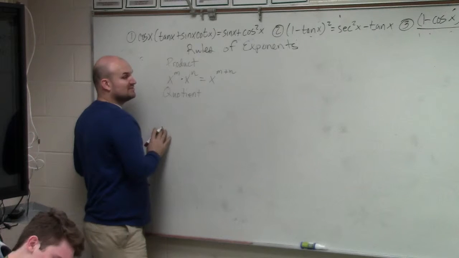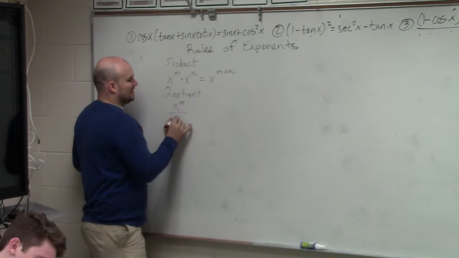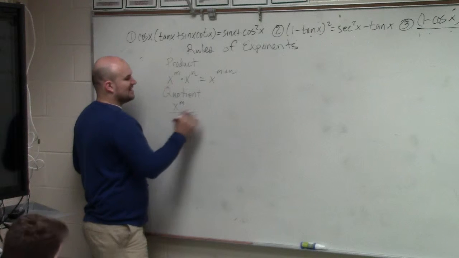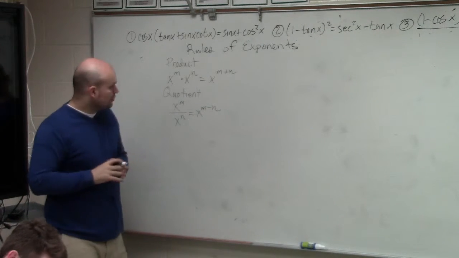Next one is the quotient rule. The quotient rule is very similar to the product rule. It states that whenever you have two exponents that you are dividing, as long as the base is the same, you subtract the powers. What is that? Quotient. Yep.